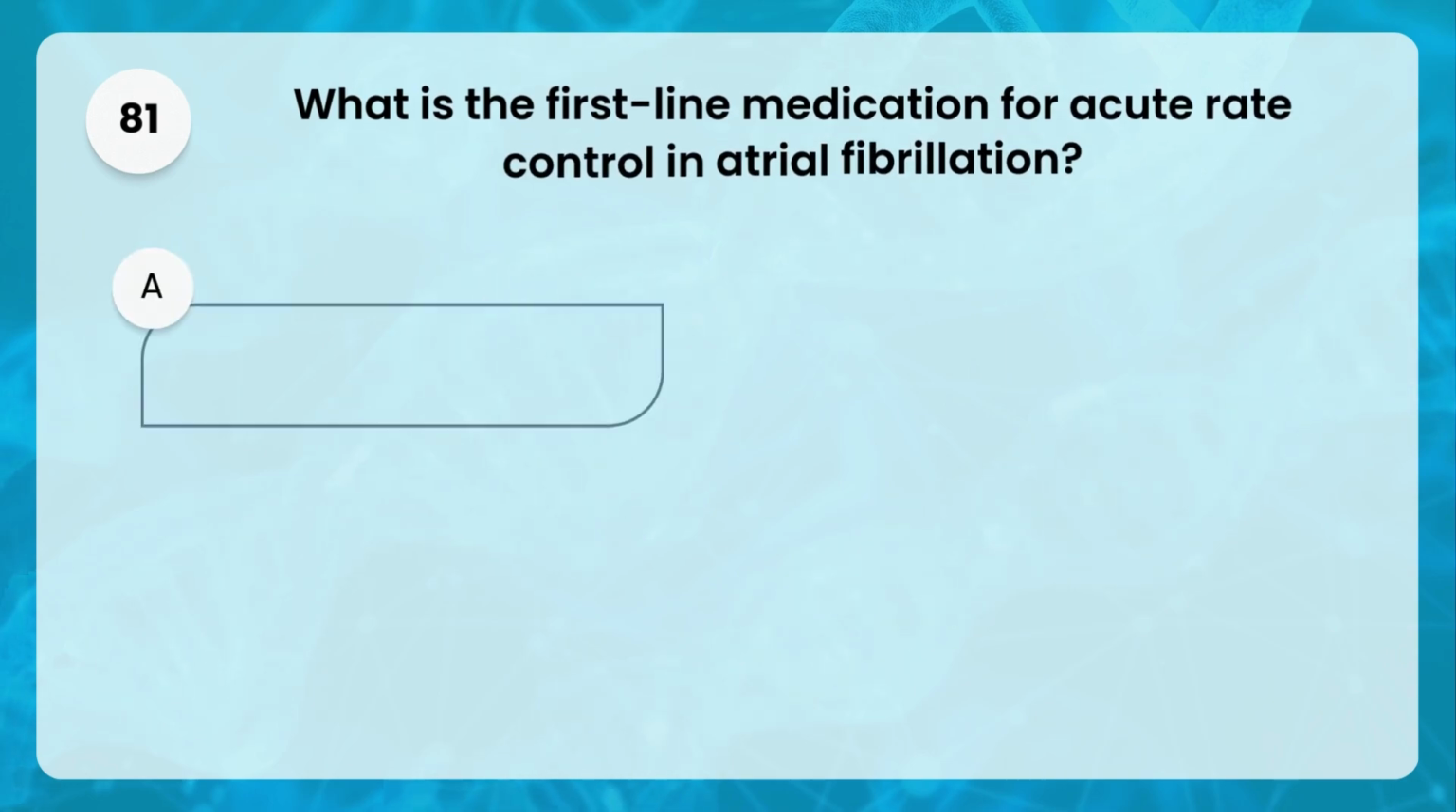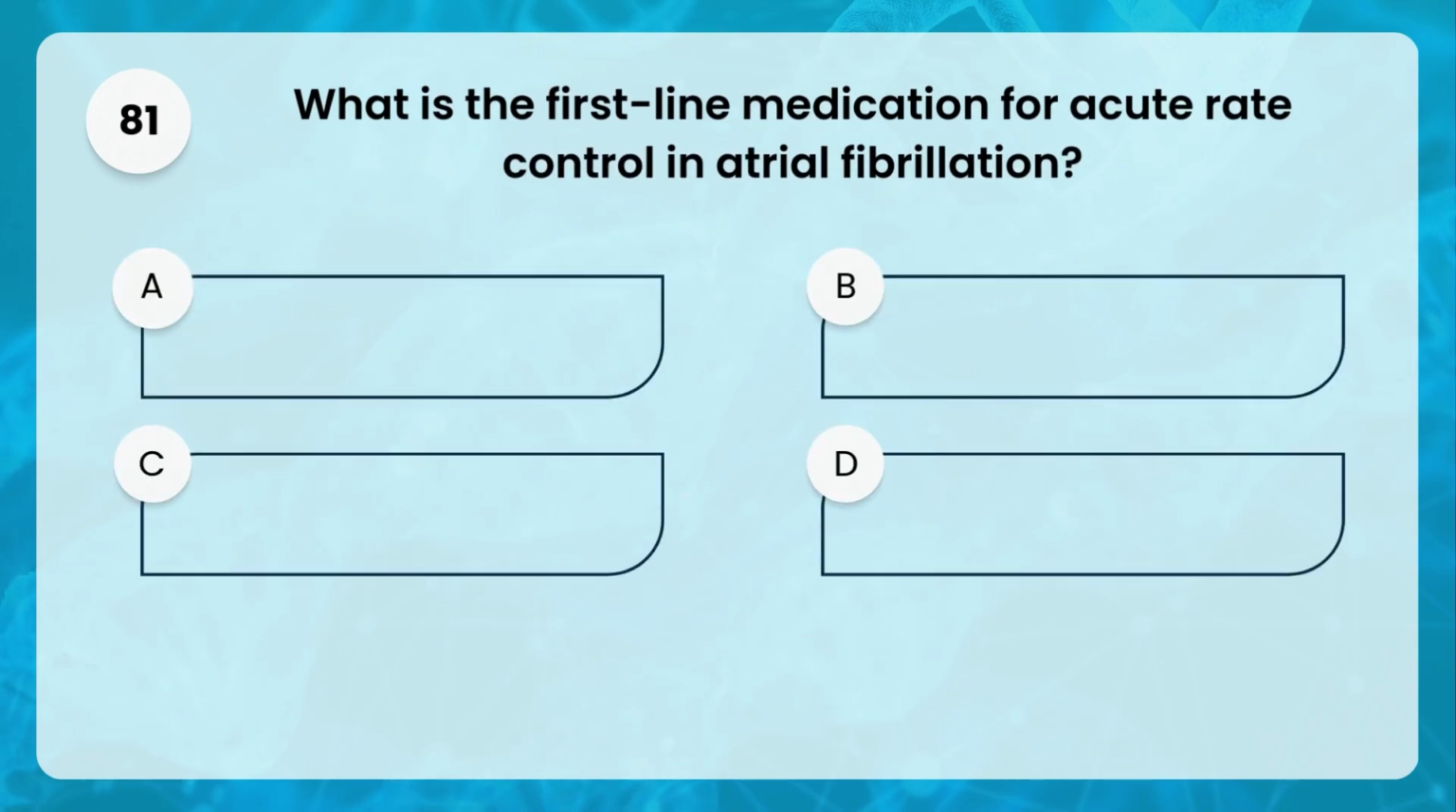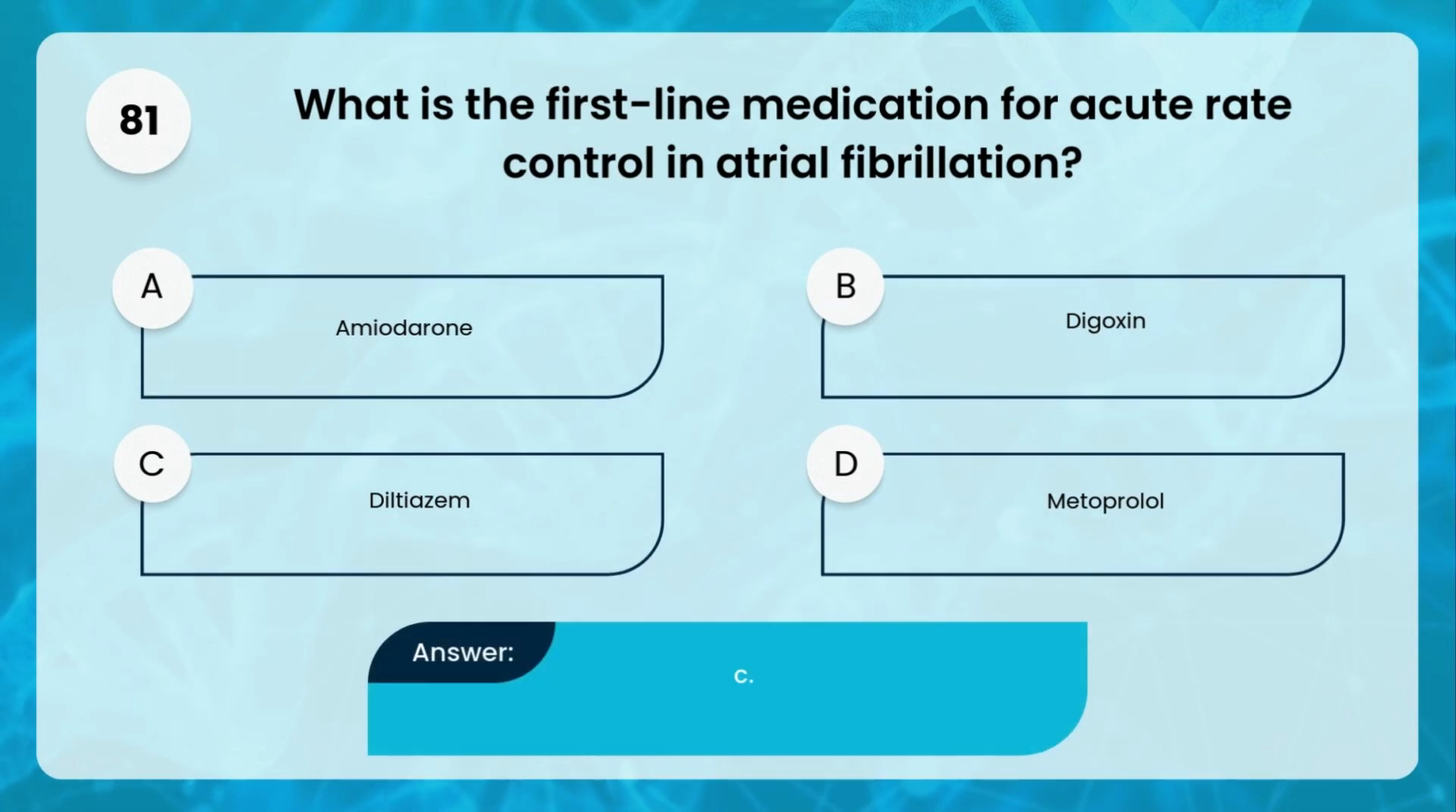Anticoagulation. 81. What is the first-line medication for acute rate control in atrial fibrillation? A. Amiodarone. B. Digoxin. C. Diltiazem. Or D. Metoprolol. The answer is C.